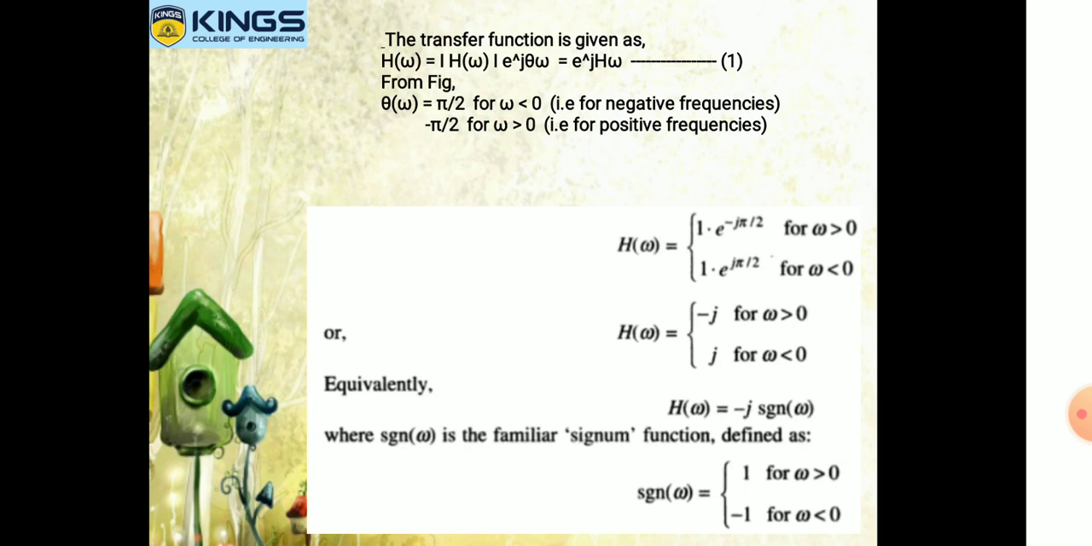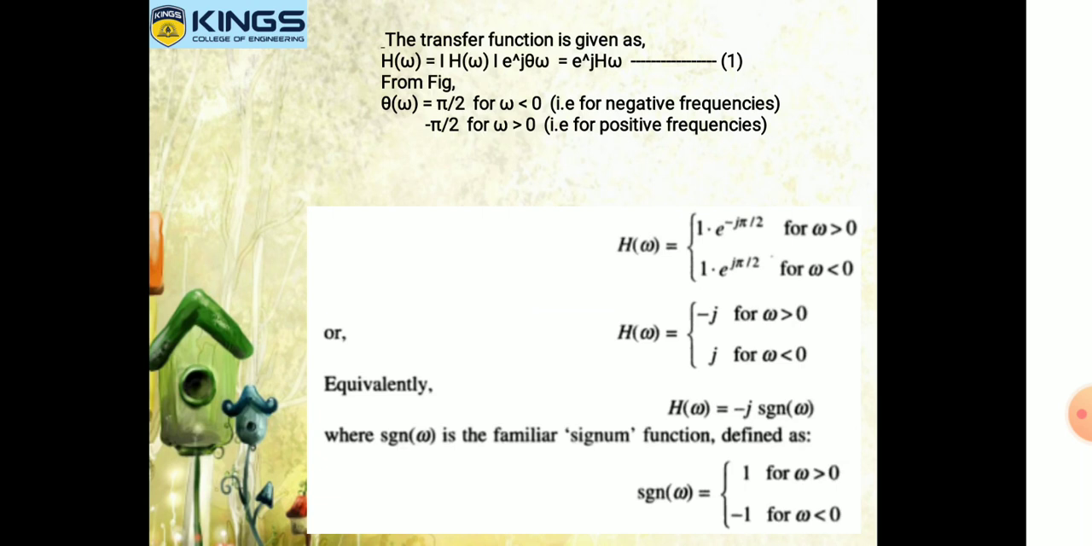So equating this relation, we can rewrite the equation 1 as h of omega is equal to e power minus j pi by 2 for omega greater than 0 and e power j plus pi by 2 for omega less than 0. Otherwise, we can write h of omega will be equal to minus j for omega greater than 0 and plus j for omega less than 0. So equivalently, this h of omega will be equal to minus j signum of omega.